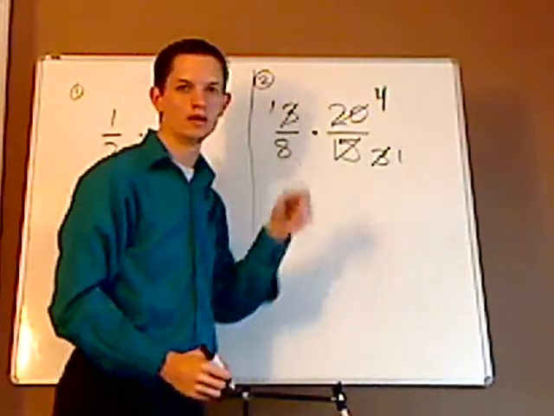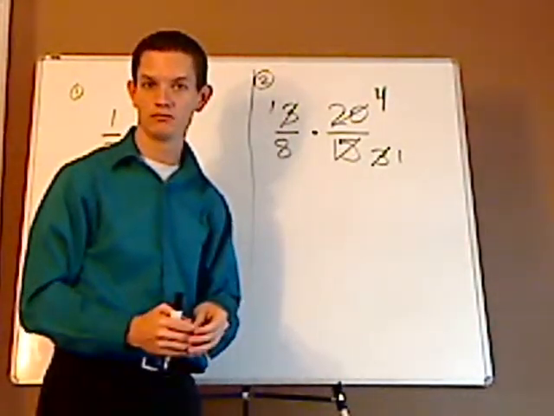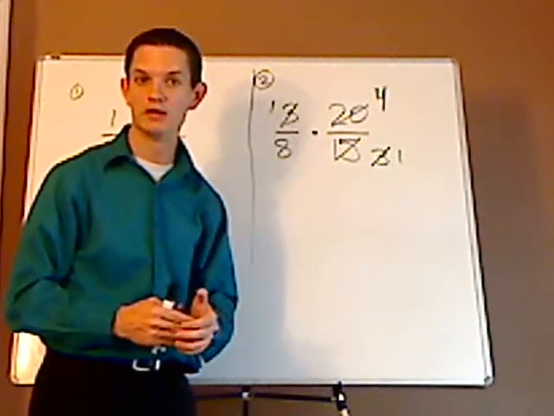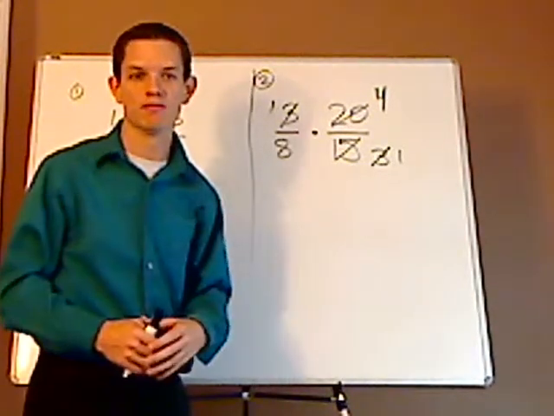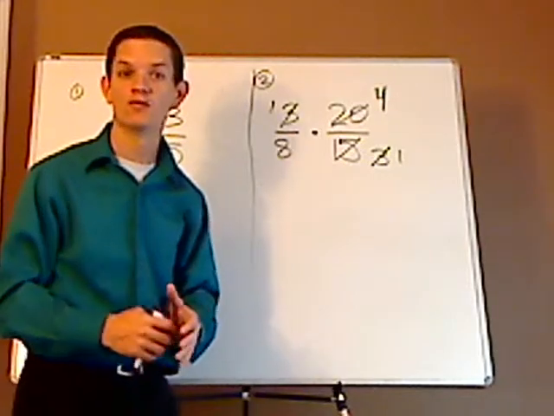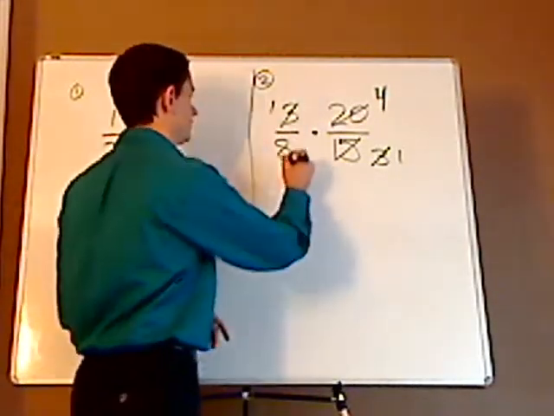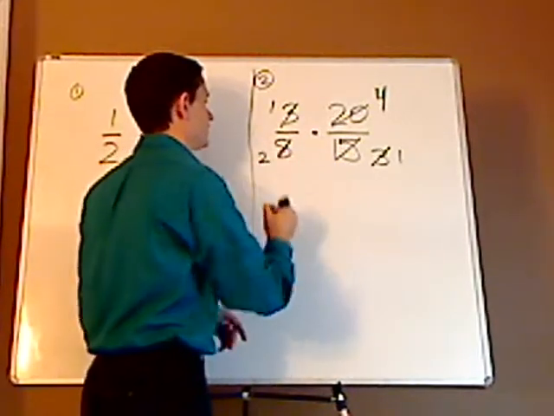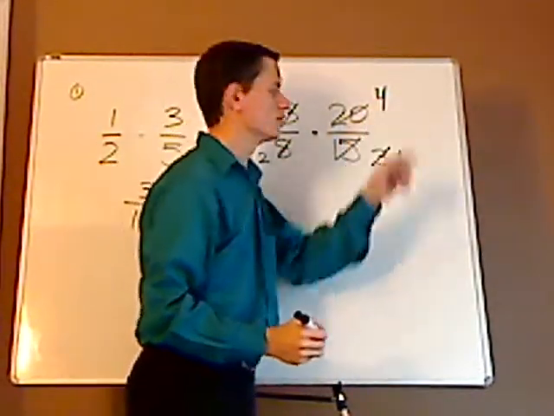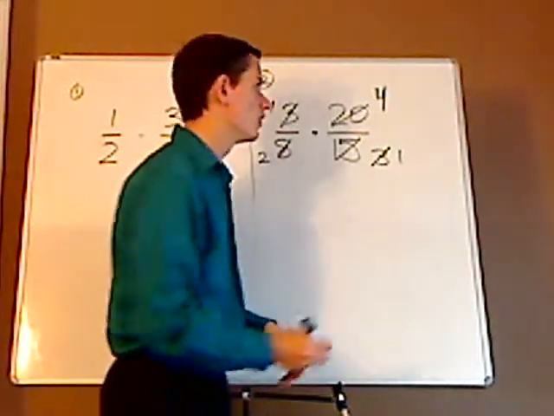Now I have 8 and 4. What do they have in common? They do have a 2 in common, but what's the greatest common factor? Yes, 4. So how many times does 4 go into 8? Yes, twice. And how many times does 4 go into 4? Once.